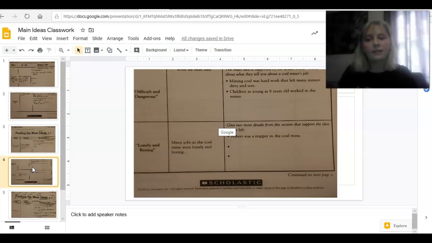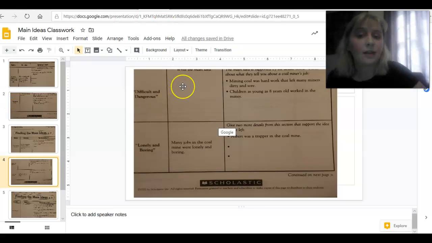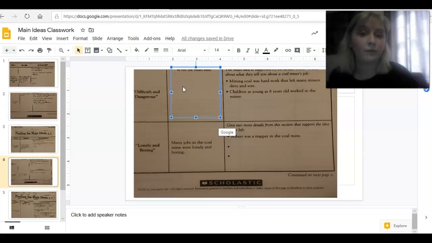And it is Difficult and Dangerous is the section that it comes from. It does not give us the main idea this time, so that's what we're finding. That's what we're trying to figure out. Again, using that subheading is a really good tool for helping you come up with that main idea, because a good subheading is going to tell you what that section is all about. Here are the two details that we need to think about that they give us.